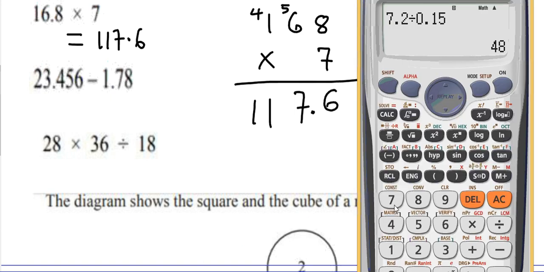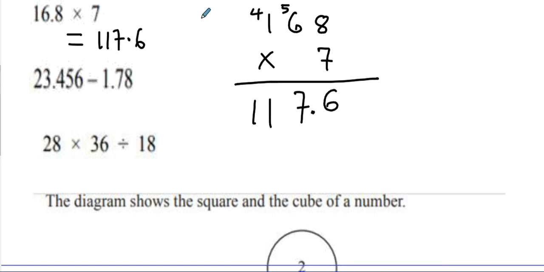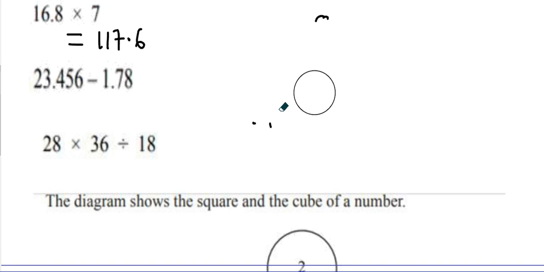Check your calculator, check if your calculation is correct. So we have 16.8 multiplied by 7. The answer is 117.6. So our answer is correct. Then you can move on to the next question.